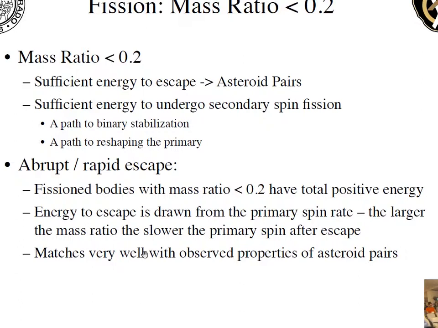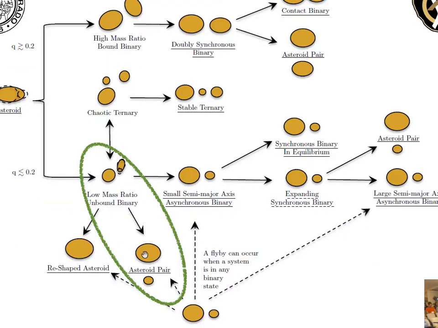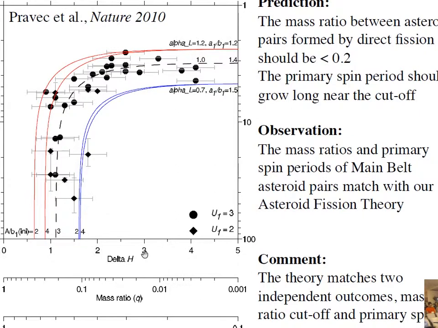And in fact, there's this mode here. There's actually a whole population of asteroids which exactly fit this sort of model. And these are the asteroid pairs. This is taken from Pravec et al.'s Nature paper in 2010. There are some updates to this, but this is good enough for this particular talk.